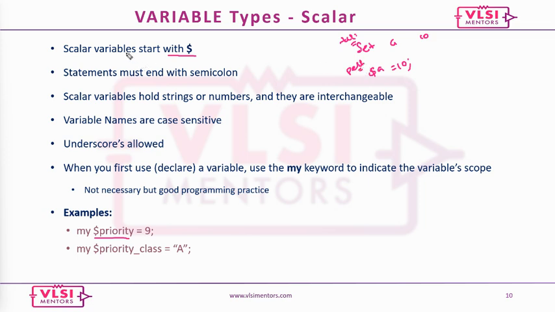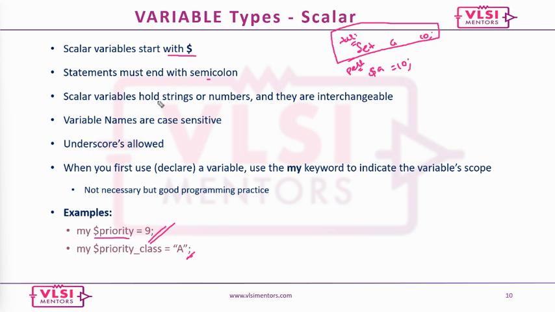A scalar starts with a dollar sign, and a statement has to end with a semicolon. If you look here, this is one line, and this is another line which ends with a semicolon. Remember, in Tcl we don't have to worry about semicolons; you just break and move to the next line, and the Tcl interpreter takes it as a new line. But Perl is a little bad in terms of syntax, so each and every line must end with a semicolon.